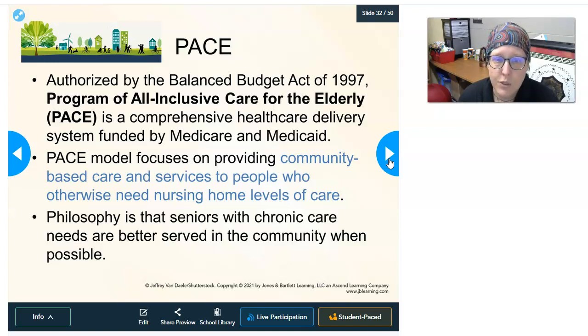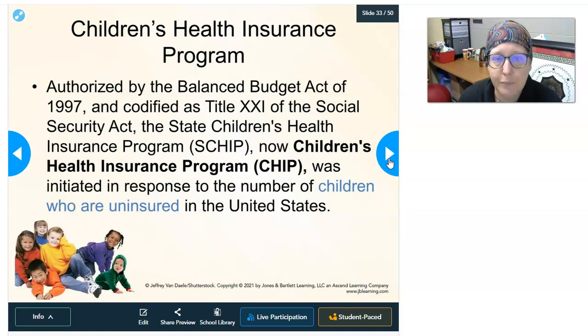PACE was authorized by the Balanced Budget Act of 1997. It's the Program of All-Inclusive Care for the Elderly. It's a comprehensive healthcare delivery system funded by Medicare and Medicaid, and it focuses on providing community-based care and services to people who would otherwise need nursing home levels of care. So again, trying to keep them at home and not institutionalize them, get them the help that they need. The philosophy, of course, is that seniors with chronic care needs are better served in their community when it is possible. So keep them in their communities.